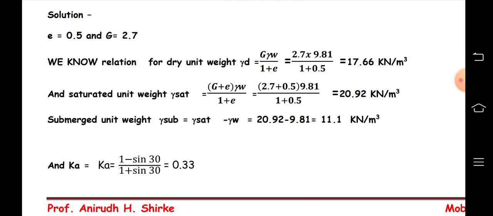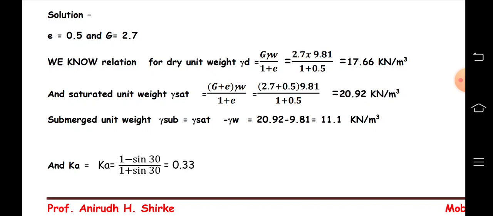G is specific gravity, that is 2.7, gamma W is the unit weight of water, that is 9.81, upon 1 plus e, where e is the void ratio, that is 1 plus 0.5, equal to 17.66 kilonewton per meter cube. This is the value of gamma D.